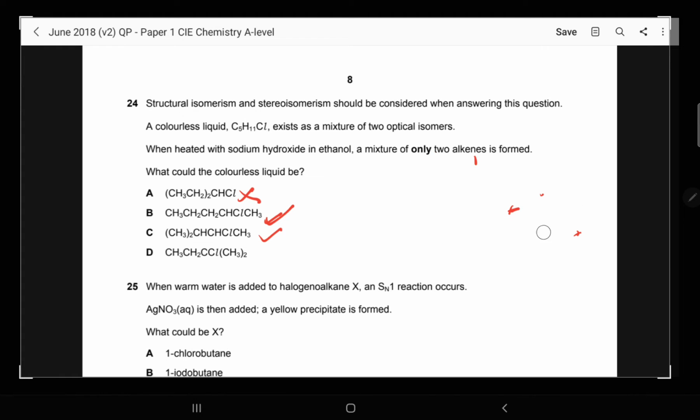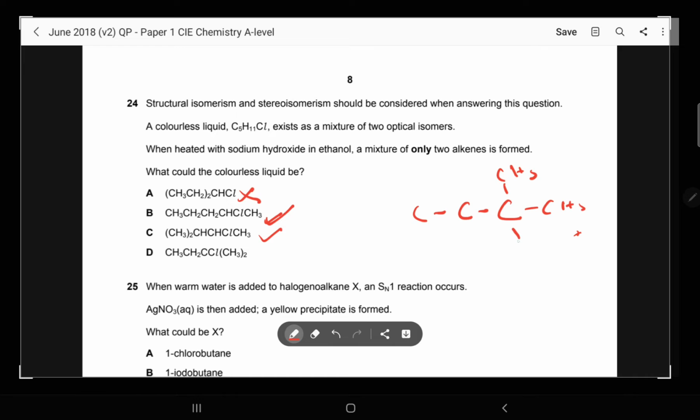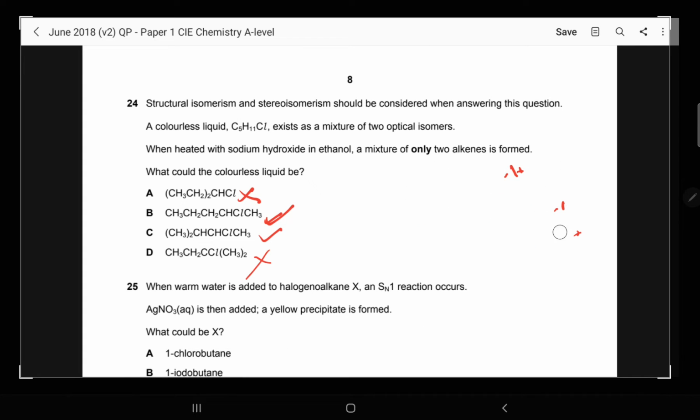For number D, we have carbon, carbon, carbon, CH3, CH3, Cl, H, H. So we now have a carbon atom. None of these are chiral centers. All of these have the same groups, at least two of them. So this one has two CH3, this one has two hydrogens, this one has three hydrogens, and these have three hydrogens each. So none of these are going to be chiral centers. So D does not satisfy our condition. So it's going to be either B or C.